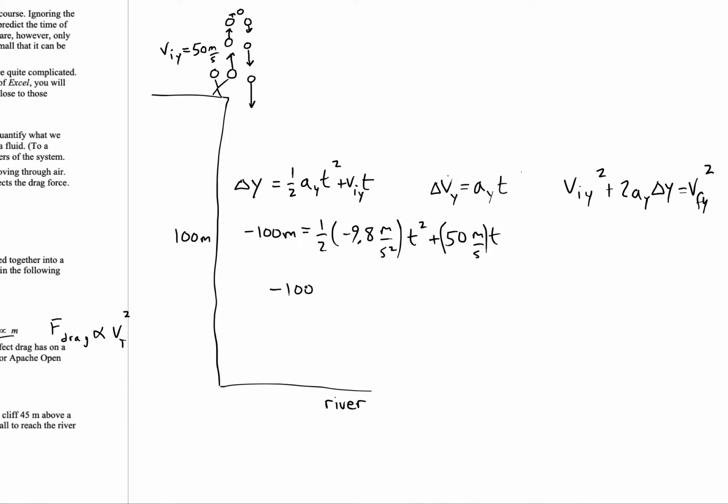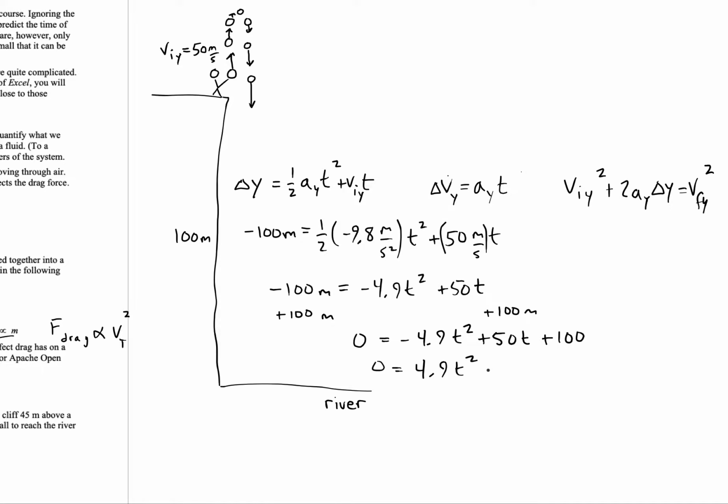So negative 100 equals negative 4.9 t squared plus 50t. We should get all the terms on the same side, and you can do 0 equals negative 4.9 t squared plus 50t plus 100. You could switch the terms' signs if you wanted, making the a positive.